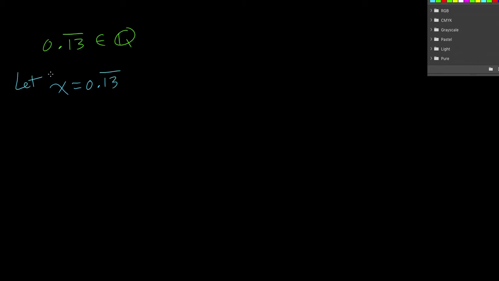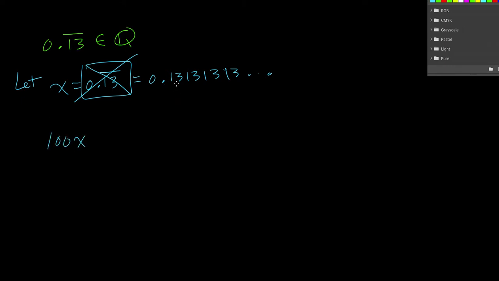Okay, so we're going to let x equal 0.1313, which is like saying 0.131313 forever. Okay. Now, if we multiply both sides by 100, like if we just have x, so essentially I'm ignoring this piece. If I multiply this by 100, I get 100x. If I multiply this by 100, it moves the decimal over 2 places.